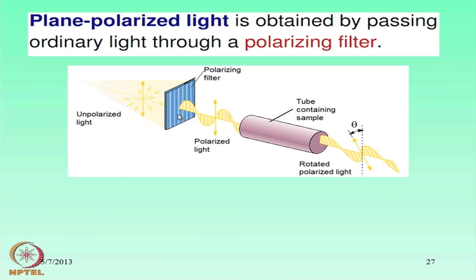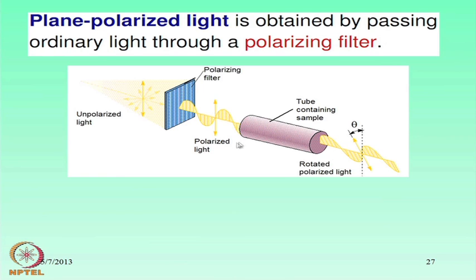If we pass it through the polarizing filter, which has a grid-like arrangement, it will only pass the plane polarized light, that means light in one direction only. So we get the corresponding polarized light.